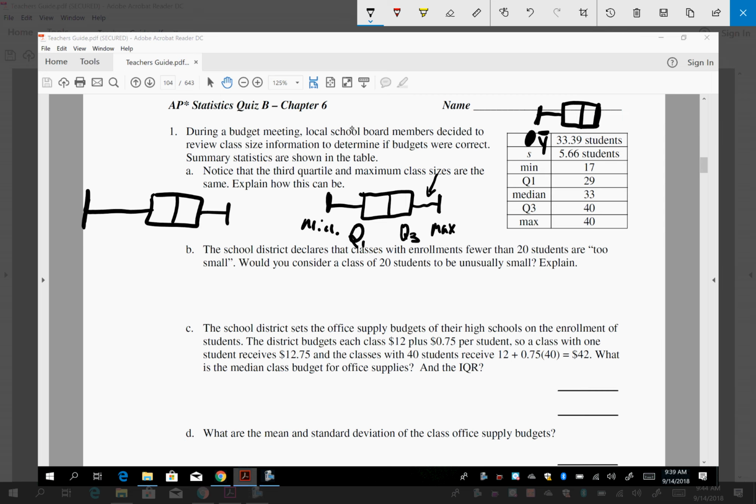Yeah, okay. All right, let's look at part B. The school district declares that classes with enrollments fewer than 20 students are too small. Like our class would be considered too small. Would you consider a class of 20 students to be small? What are they thinking you should do here?